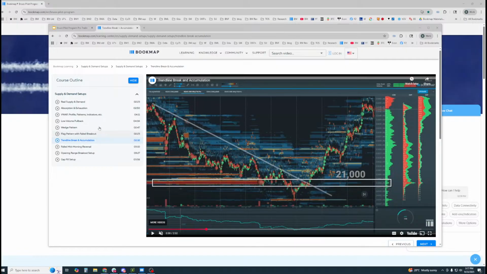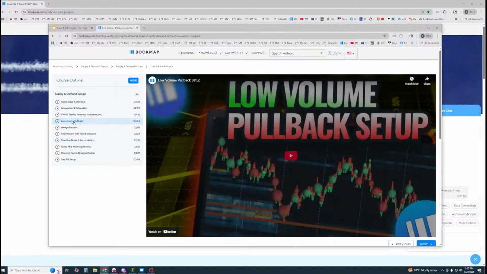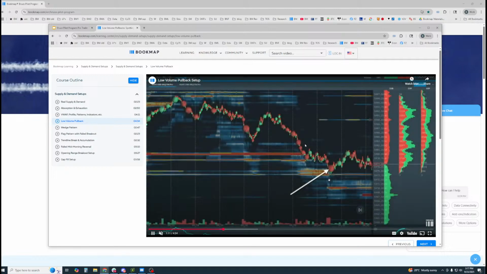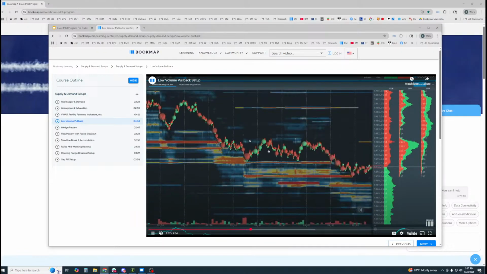All right, so the low volume pullback setup in here. Okay, very, very simple and very straightforward. Okay, so what we're looking for in that is a breakdown through a level, okay, on high volume. Then we're looking for a pullback, and this pullback is on lower volume, and it doesn't break the structure. Okay, there's a big difference there. It has not broken the structure here. Okay, there would be a diagonal structure up here that has not broken. A more aggressive one probably had broken here.